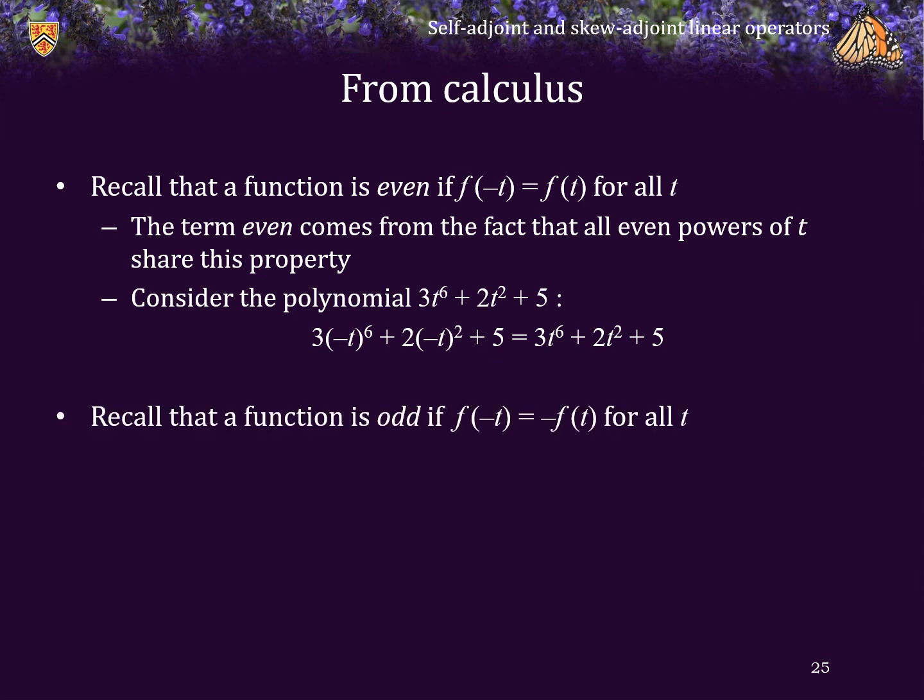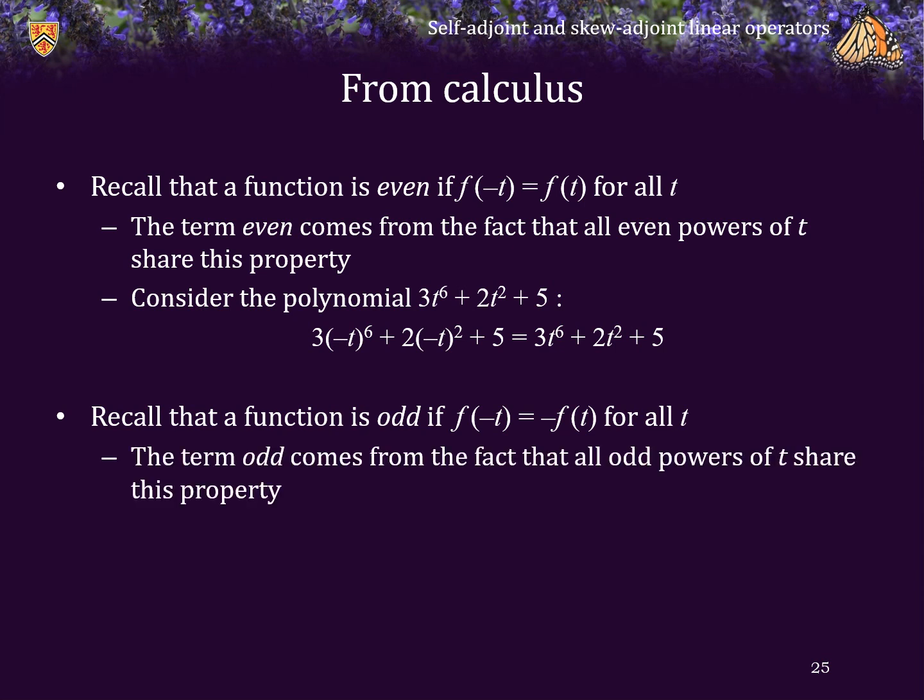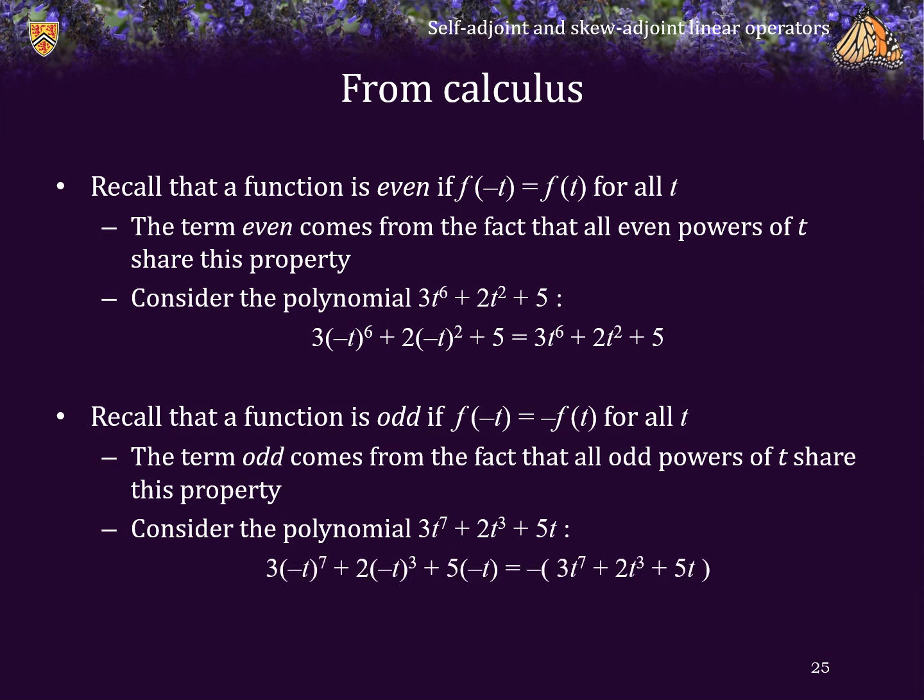Recall that a function is said to be odd if f of negative t is equal to negative f of t for all t. And again, the term odd comes from the fact that all odd powers of t share this property. For example, again, consider the polynomial 3t to the 7 plus 2t cubed plus 5t. If I substitute into this polynomial negative t and expand, I get that this is the negation of the original polynomial. Now, you may recall that the cosine function is even and the sine function is odd.